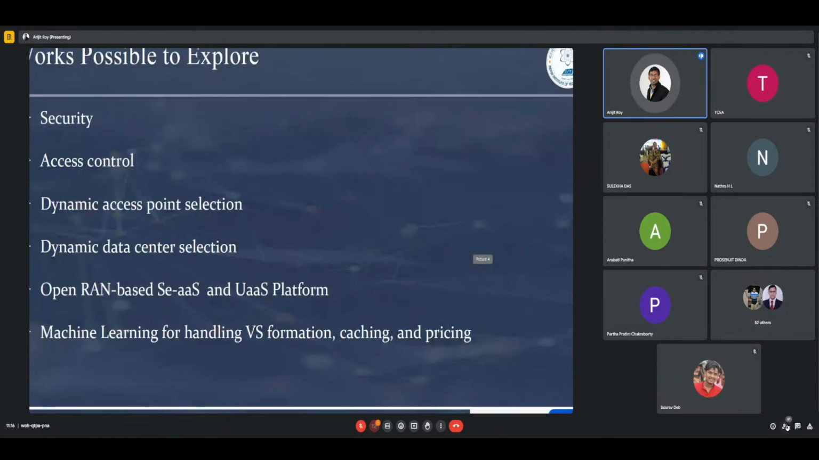Anyway, this pricing I am already working on for VS. I'm currently working on that. So this is all about it; you can explore different things, and you can discuss with me also. If you want to collaborate with me, you can send me an email.